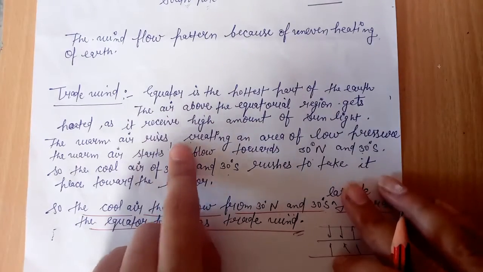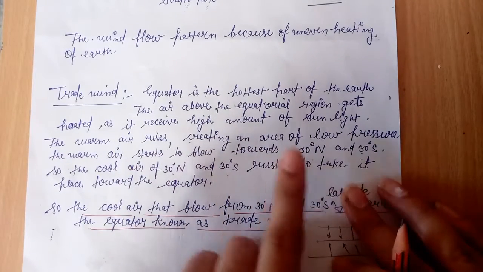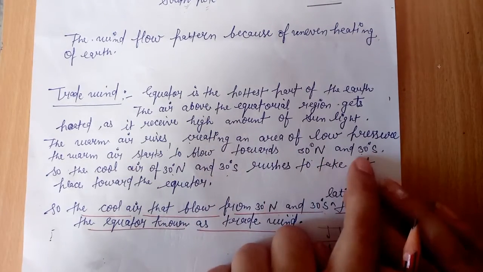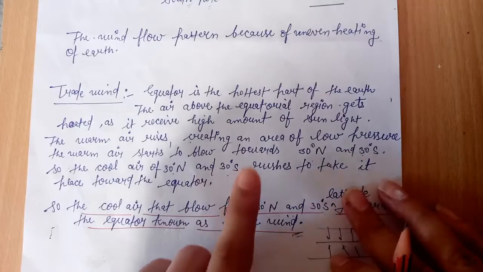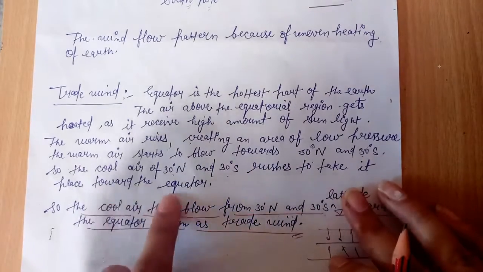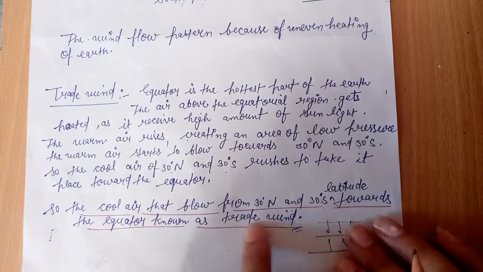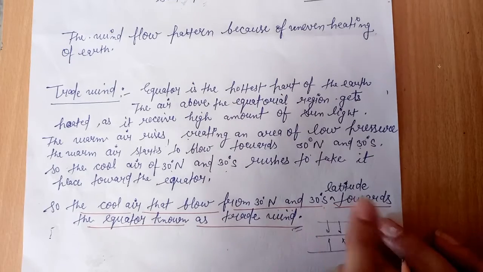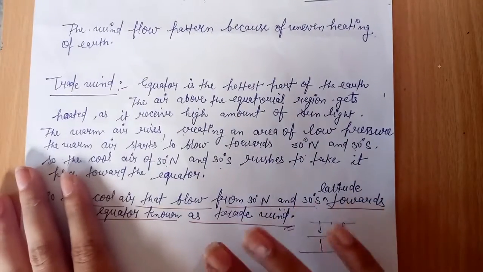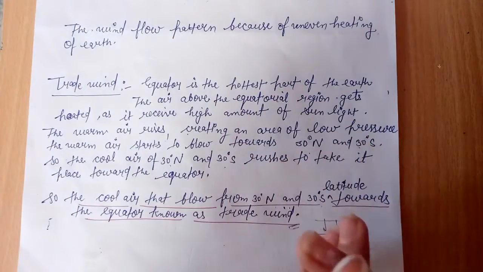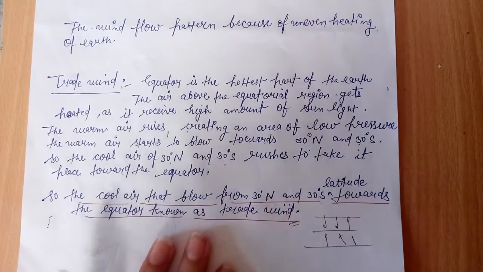The warm air rises, creating an area of low pressure, and the warm air starts to blow towards 30° north and 30° south. So the cool air of 30° north and 30° south rushes to take its place towards the equator. The cool air that blows from 30° north and 30° south latitude towards the equator is known as trade wind. Because what is wind? When air blows from a high pressure region to a low pressure region, that forms wind. So they form trade wind.